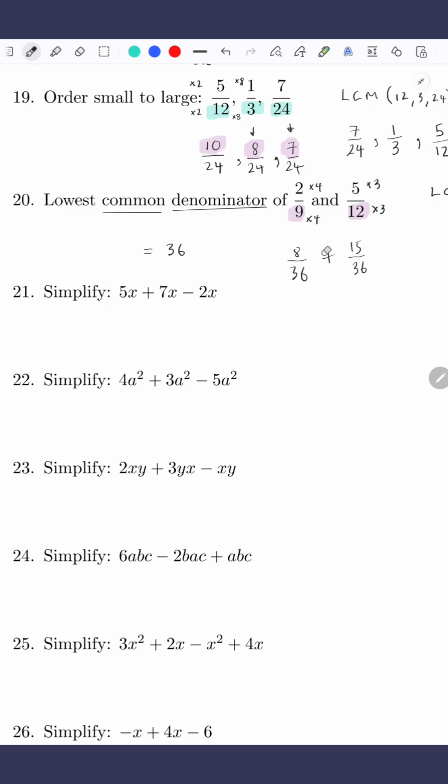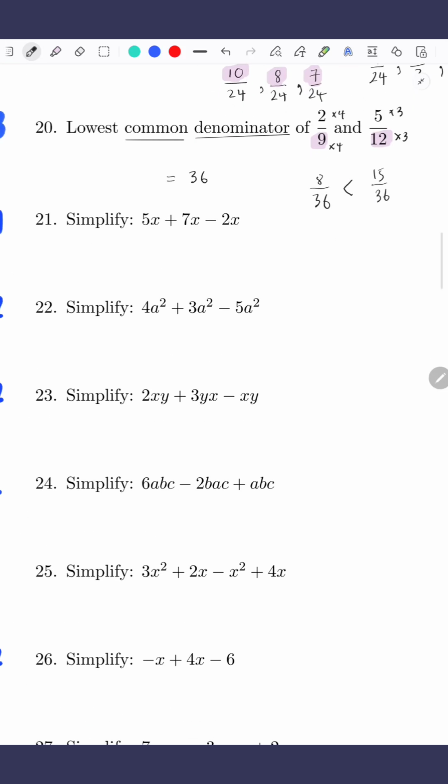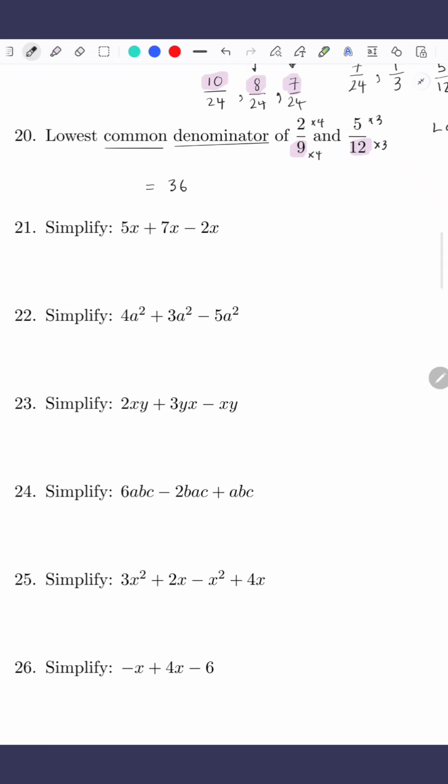And you could go and add them, take them away, or just compare them to see that that is bigger than that. Okay? We're going to get rid of that because that's not the point. That was the question. Now we come to simplify.